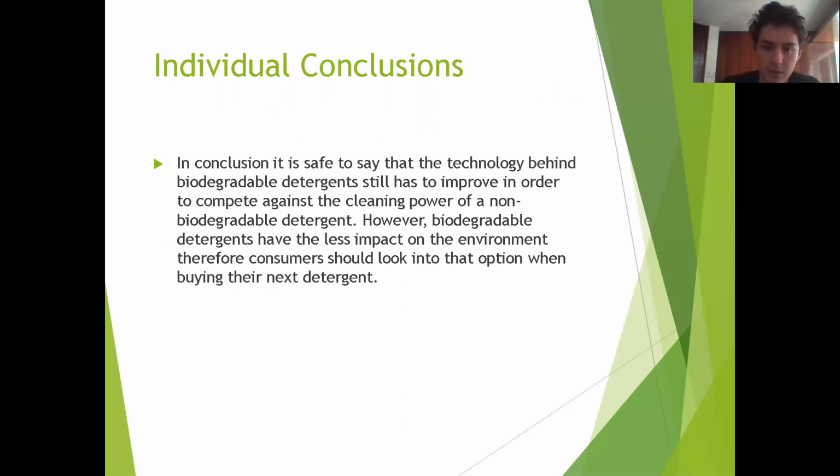In conclusion, it is safe to say that the technology behind biodegradable detergents still has to improve in order to compete against the cleaning power of a non-biodegradable detergent. However, biodegradable detergents have less impact on the environment. Therefore, consumers should look into that option when buying their next detergent.